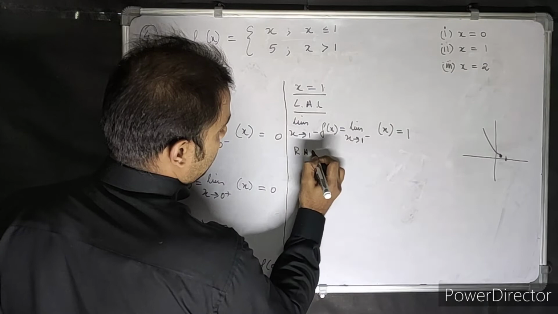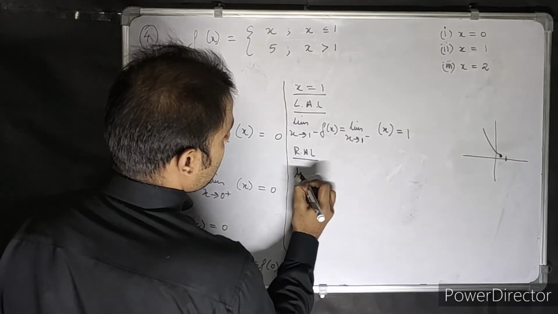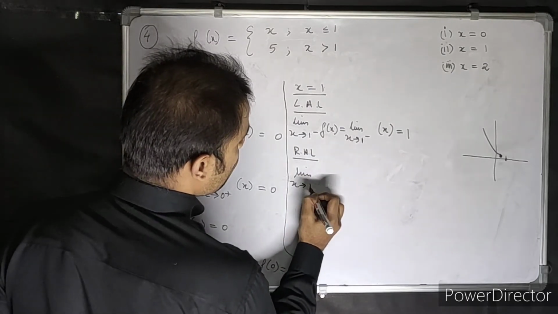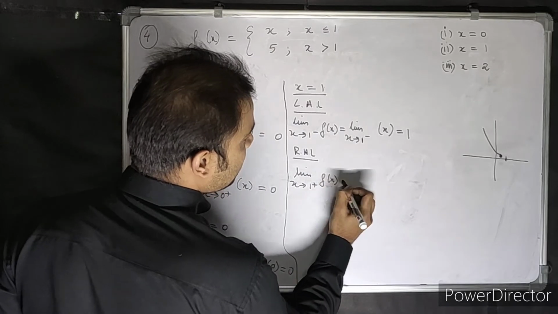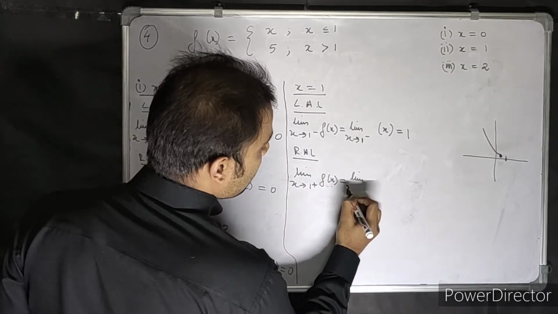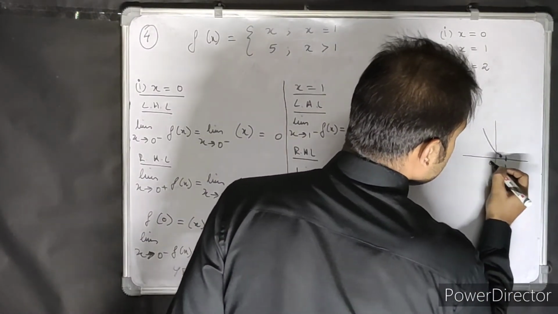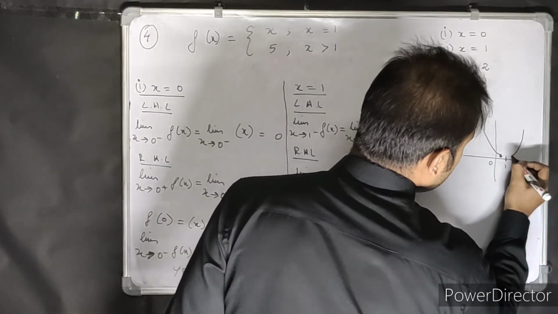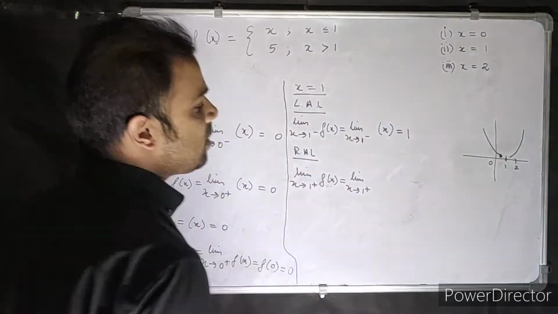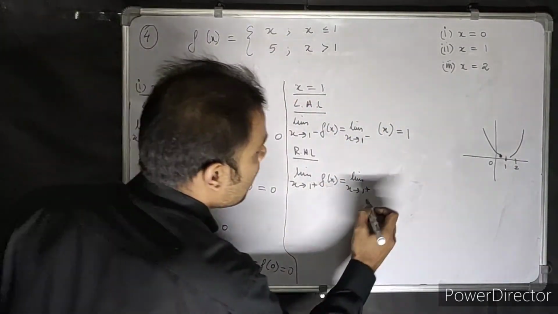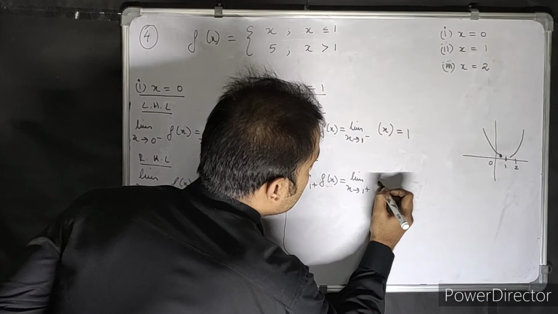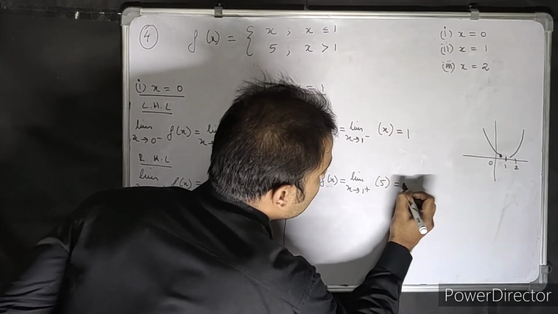Now RHL. Look at it. RHL: limit of x tends to 1 positive, f of x. Now see, now it's approaching 1. This is 0. Approaching 1 from the positive side, so it must be somewhere over here. So that's greater than 1. So when it's greater than 1, the answer is supposed to be 5, which is equal to 5.